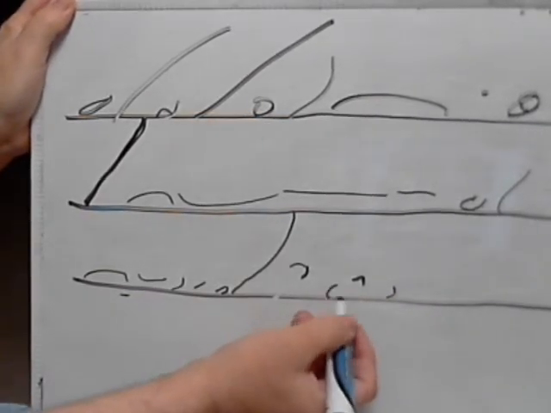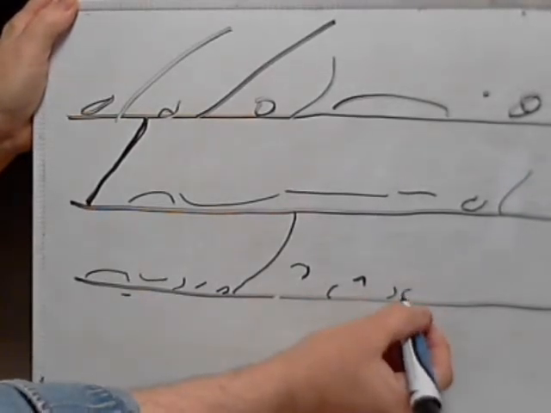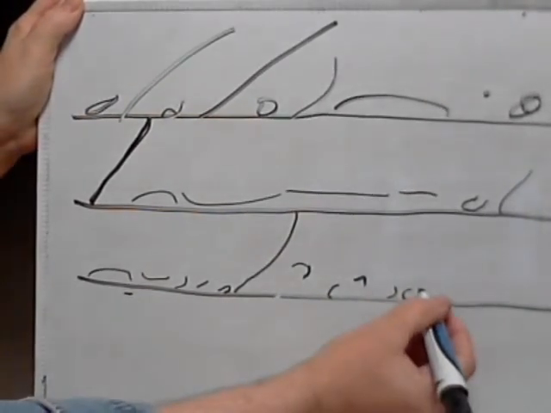Now, X and Z, you could actually write a Z either way. You can write it this way, or you can write it this way.